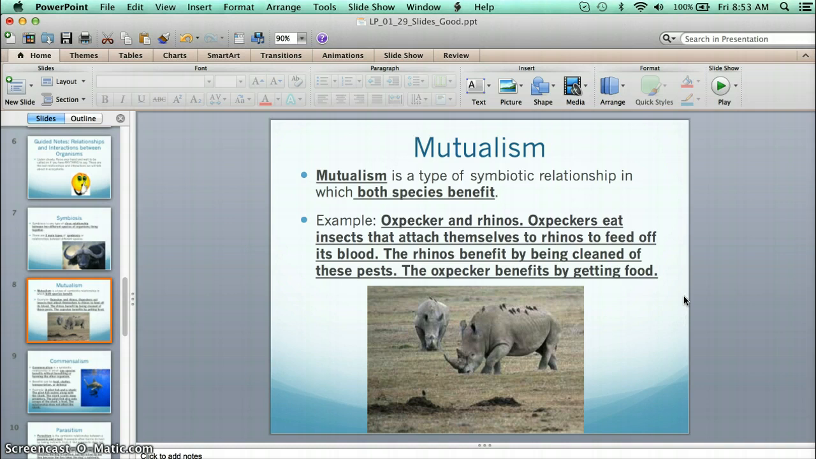On your notes sheet next to mutualism, I would draw two smiley faces, like two happy faces. That's going to help you remember that both species are happy. Both species benefit from mutualism. It's going to be a quick way to remember that for the quiz.